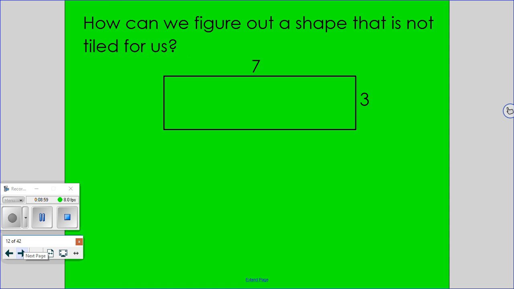But before we do that, I want you to draw this shape. You don't have to write that subtitle, but I want you to draw that shape. It's a rectangle, and it says, how can we figure out a shape that is not tiled for us? You don't have any graph paper, but we do know that this shape is 7 by 3. So what strategy could I use to figure out the area of this shape when I don't have my tiles?